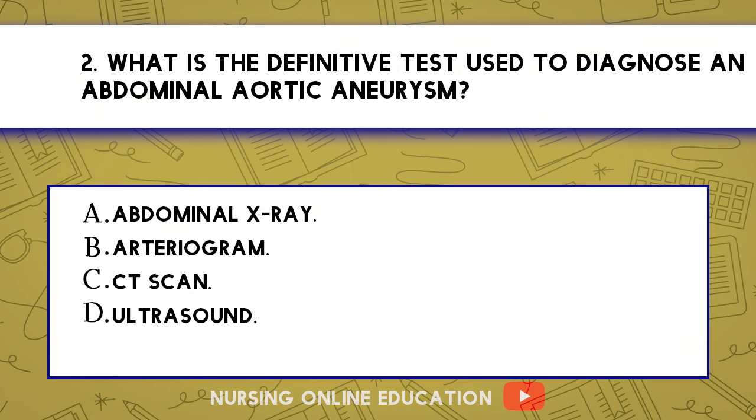2. What is the definitive test used to diagnose an abdominal aortic aneurysm? A. Abdominal X-ray. B. Arteriogram. C. CT scan. D. Ultrasound. The answer is arteriogram.